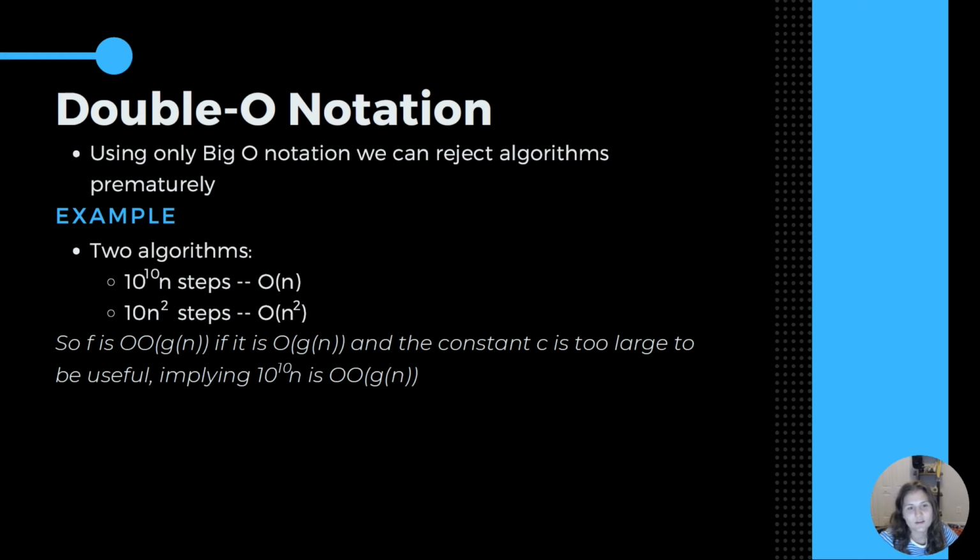So in these cases, we have to consider other factors in our analysis, and that is where we pull in something called double O notation. This has been proposed so that we can say that the constant is too large. So in this case, we would say that f is the double O of g of n if f is big O of g of n and a constant c is too large to be useful. So basically we're saying 10 to the 10 n is double O of g of n.